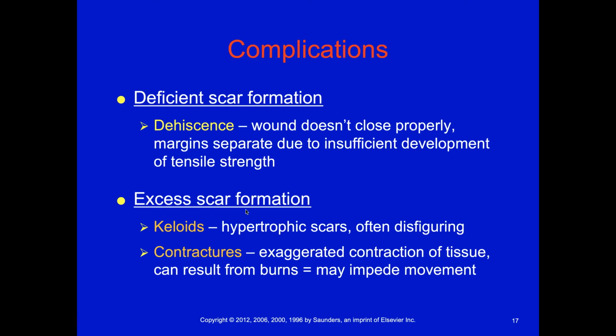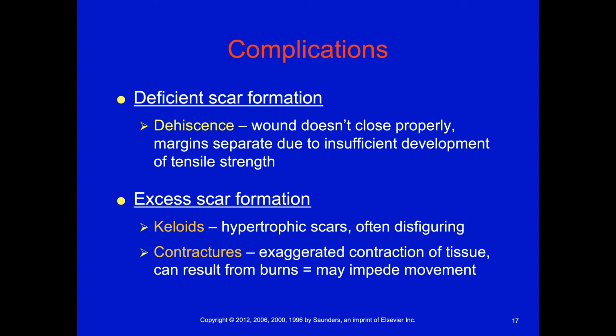Then you can have excess scar formation. Notable here is what we call keloid scarring. This is where you have hypertrophic scars created. So these are scars with excess tissue that actually rises above the epithelial surface. They're often discolored and disfiguring.